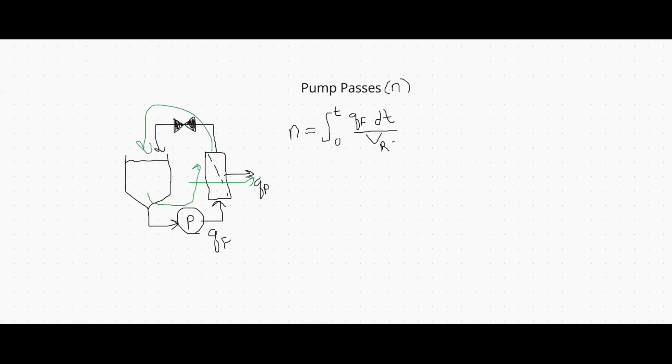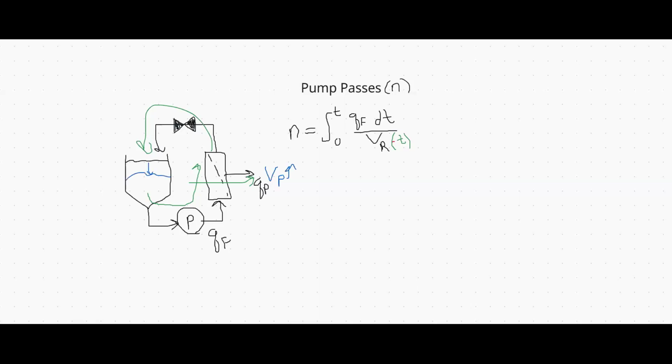What we have is the integral of the feed flow rate from the pump over the retentate volume. It seems pretty simple, but really this VR is a function of time when you're doing concentration, because as you're concentrating, your permeate volume is increasing. That means your retentate volume is decreasing.